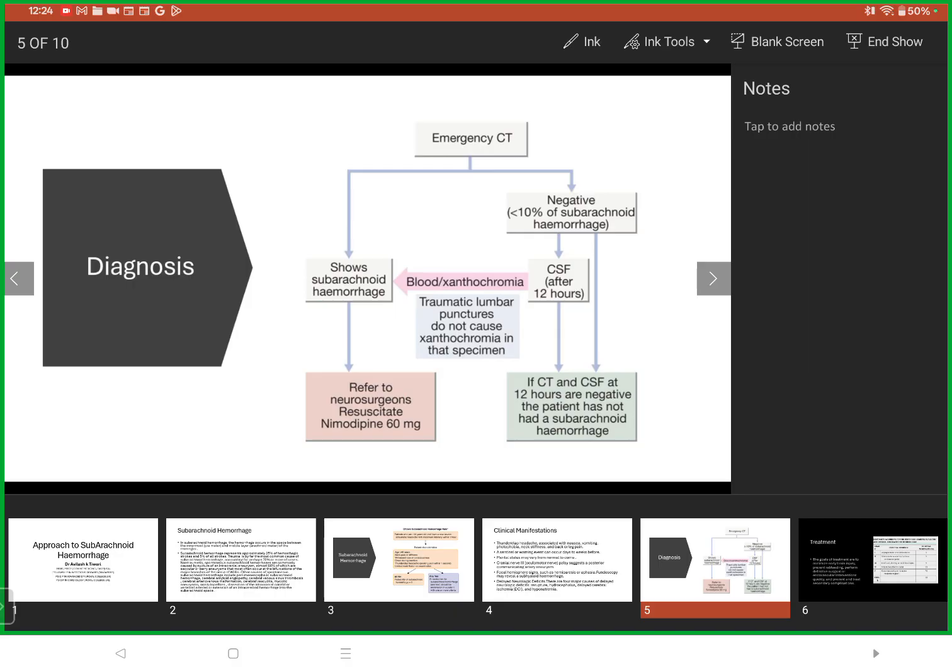If it is positive, call the neurosurgeon and start with the standard line of management. Resuscitate the patient, nimodipine 60 milligram to be started every 4 hourly for 21 days.